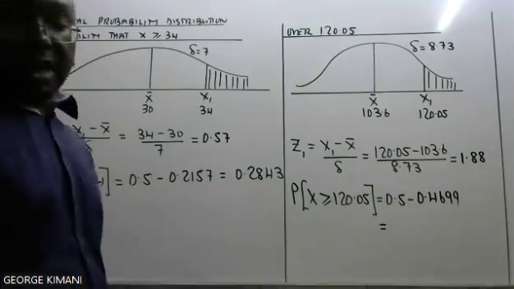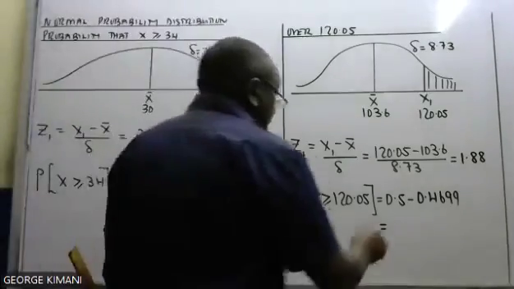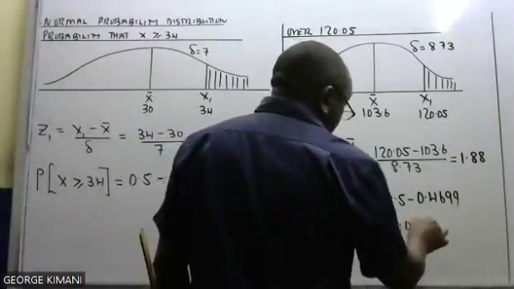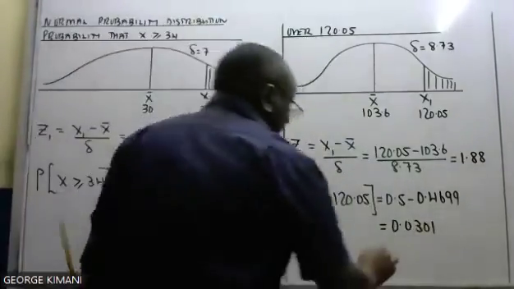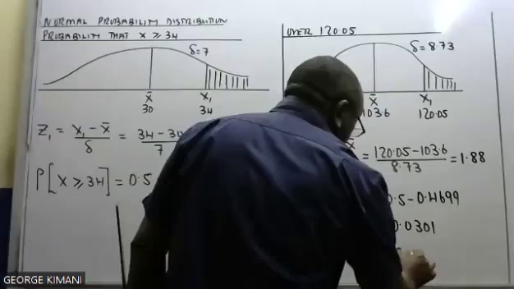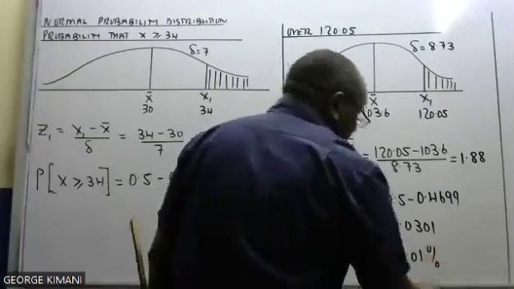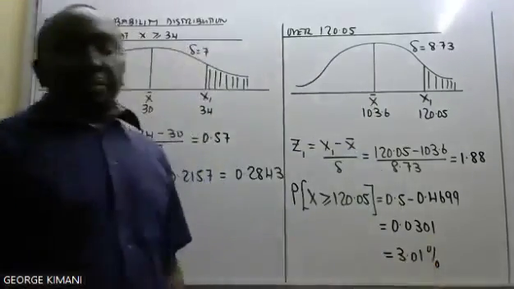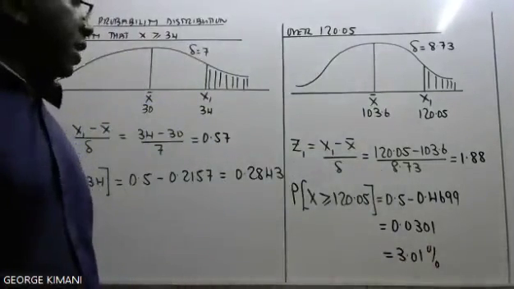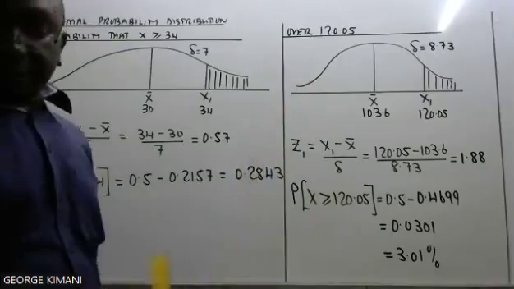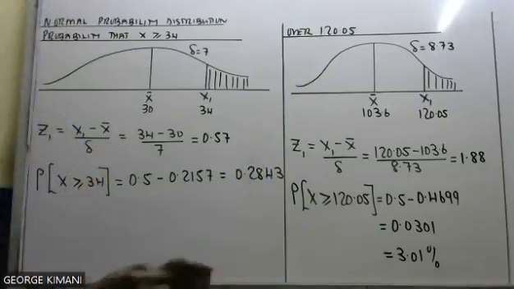The final answer is 0.0301. So if you convert it to percentages, this is 3.01%. Just multiply this by 100. That is how you get it in percent.